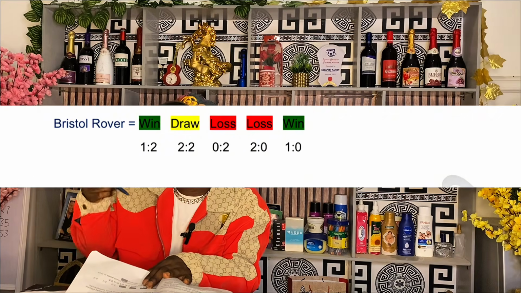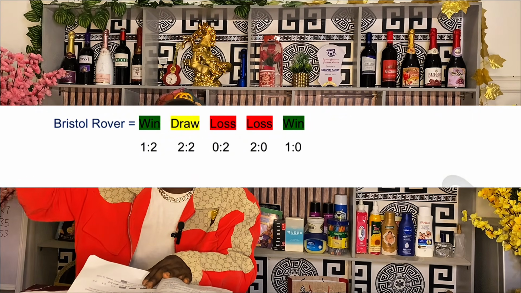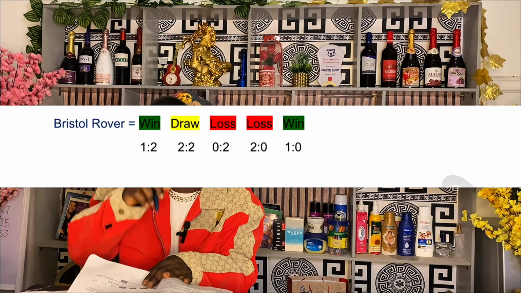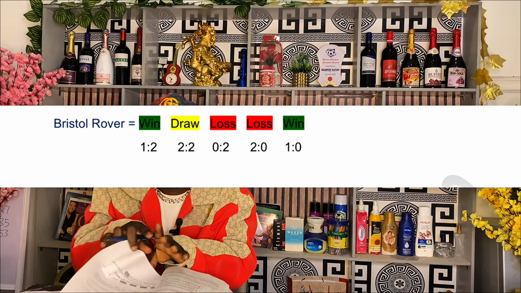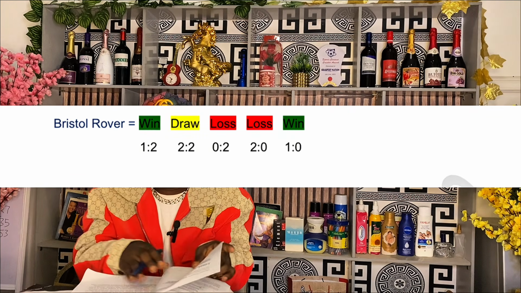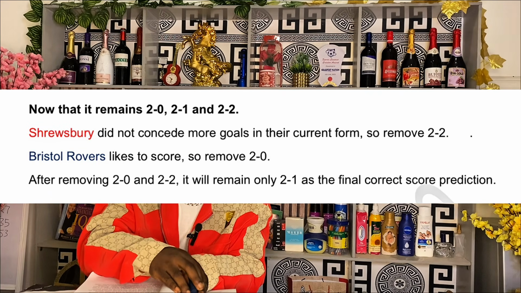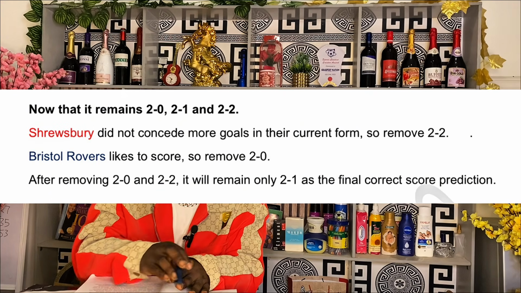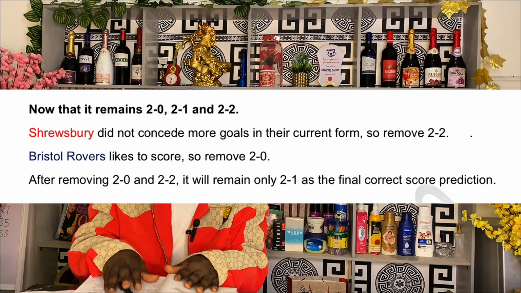Bristol Rovers will like to score from 1 to 2 goals. Strawberry will also like to score from 1 to 2 goals. That means goals can happen in this match. That's the reason why we have to remove 2-0. After removing 2-0 and 2-2, it remains only 2-1 as the final correct score. So the final result is 2-1. This match, Strawberry versus Bristol Rovers, they play 2-1.